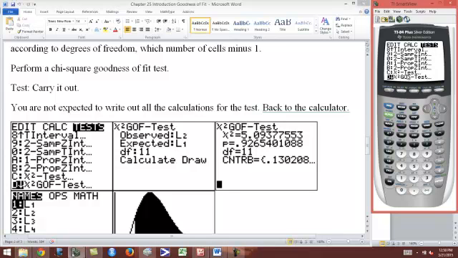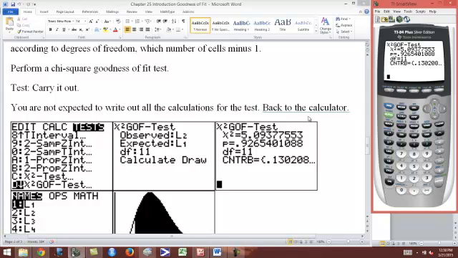So we're going to do the chi-square goodness of fit test, D. I hit enter. You'll default to L1. If your observed counts are in L1, then leave this as L1. I put my observed counts in L2 and my expecteds in L1, so I had to make those changes. Degrees of freedom for the goodness of fit test is 12 minus 1, it's n minus 1. So I hit calculate and I hit enter, and here are my results.